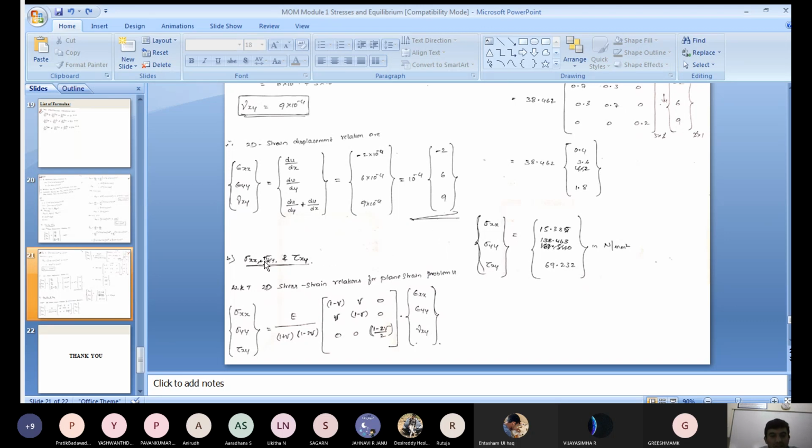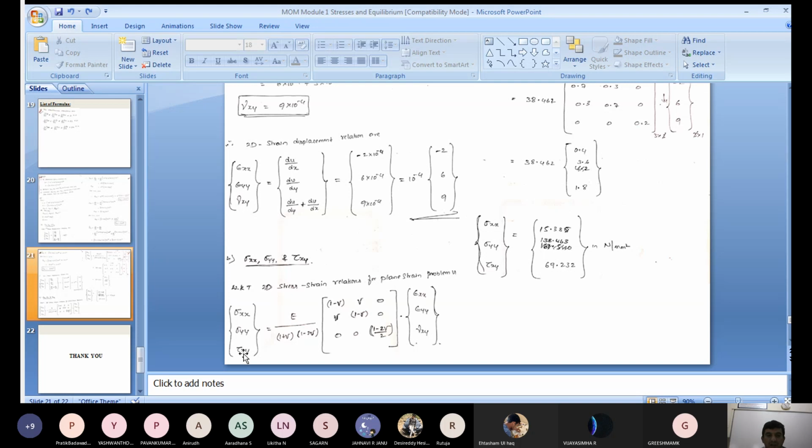After that, what is the second part? In the second part I want to determine the stress components: sigma xx, sigma yy, tau xy when the body is under plane strain condition. Once you calculate the strain, we have the stress-strain relationship, the two-dimensional stress-strain relationship for the plane strain problem. Remember that equation and write it in matrix form.